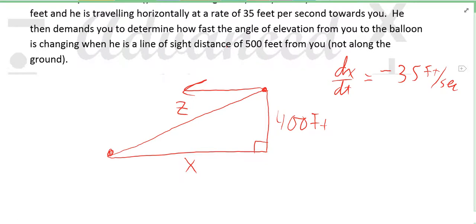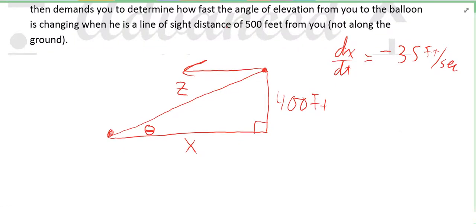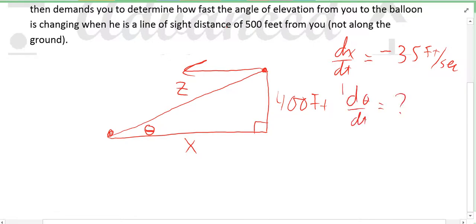The question is asking, how fast is the angle of elevation changing? So look, we know dx/dt. We want to know d theta/dt. So we need an equation that links x to theta. What's it going to be? Sine would link theta to z. Tangent works.